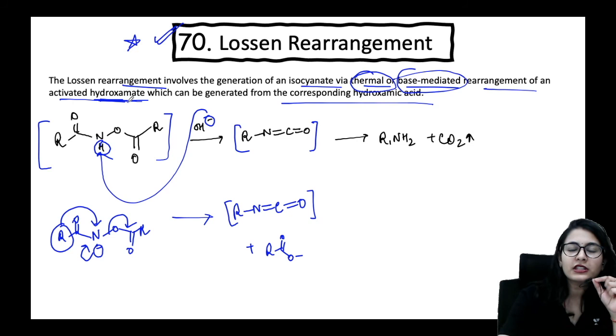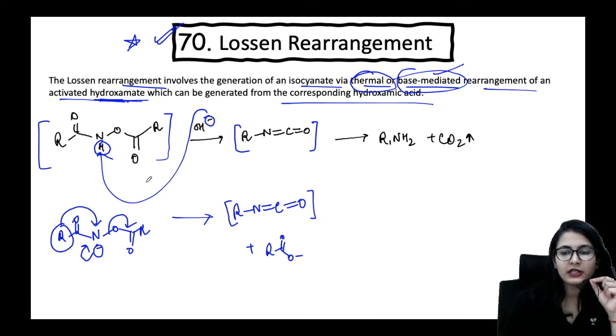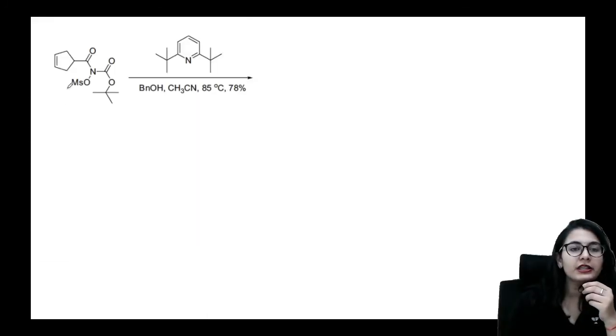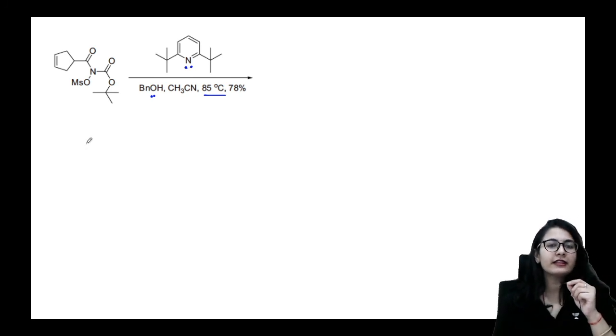Let's also see a reaction. So this was the reaction for base mediated rearrangement. Let's see a thermal reaction. Here, guys, you see that you don't have a proton on the nitrogen, you have the same hydroxamate ester, right? You have a base also, but you don't have a proton, and this is your thermal condition. You have benzyl alcohol, which is the nucleophile that you have. So what can you do about it?